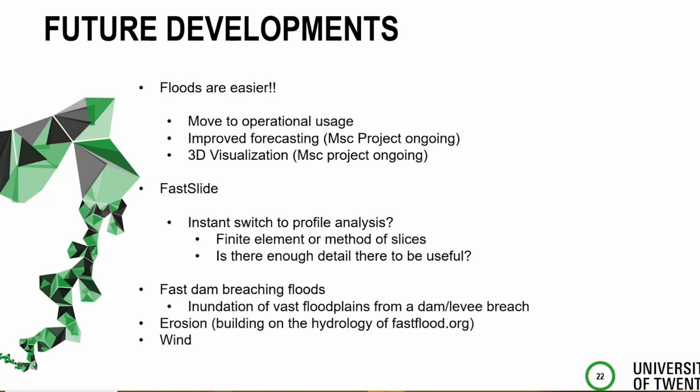Right, we have an embankment around an area, and the embankment fails. Things like erosion, you could imagine, might be adapted to work with this tooling, building on the hydrology of the FastFlood model. And processes like wind, an MSc student is also looking at. Could that even be done?